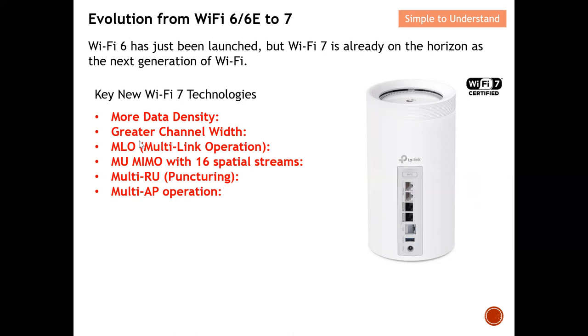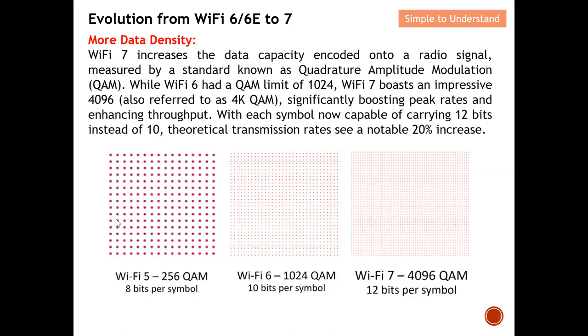Next will be MLO, which is the multiple link operation. Then MIMO, multiple user, multiple input, multiple output. In short, they have 16 antennas to support this MIMO. Last but not least, on the next few slides, I'm going to explain the multiple RU and also the multiple AP operation. Let's quickly understand how increasing the QAM can increase the data rate.